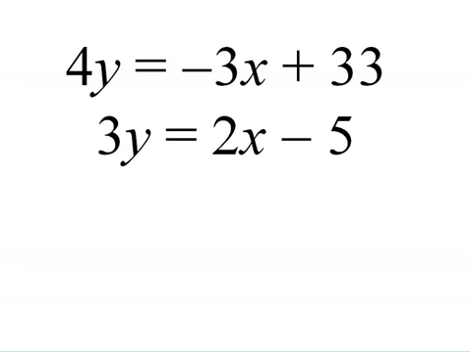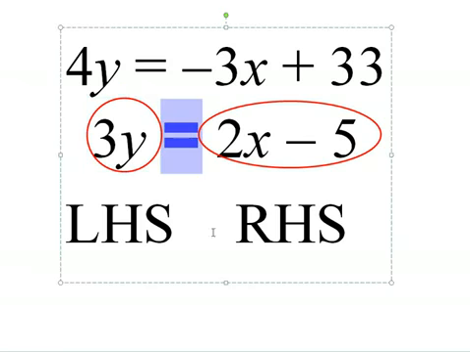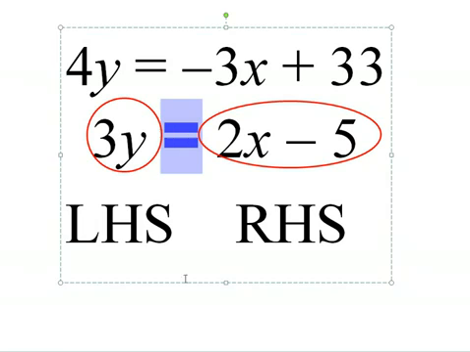What I'm trying to do is find the value of x and the value of y that satisfies both of those equations simultaneously. Please keep in mind that as I manipulate these equations, whatever I do to the left-hand side of the equal sign, I must do to the right-hand side of the equal sign.